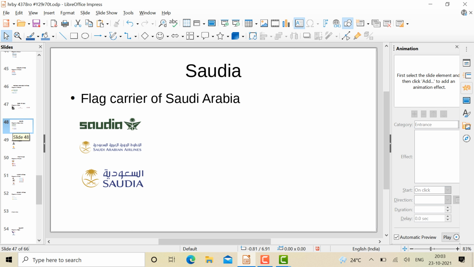Then we have Saudia, the flag carrier of Saudi Arabia. Saudia's first logo had a tree in front of two swords. It was named Saudia. Then the name Saudi Arabian Airlines was removed in front of the tree and the two swords, and the background was removed. Next, Saudi Arabian Airlines was simplified to Saudia, and everything else remained the same.